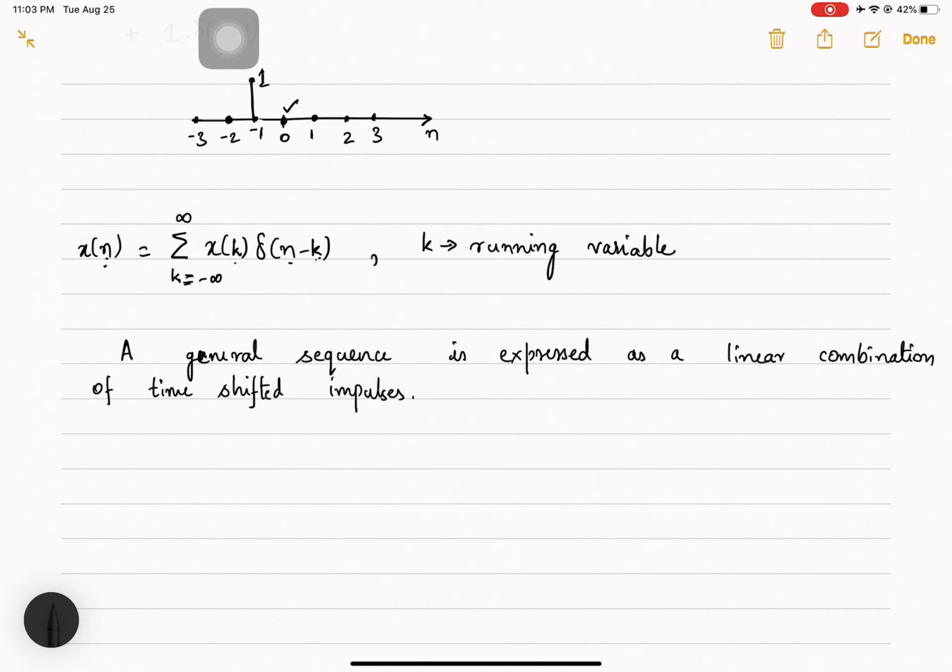So why is this important? We'll see shortly in the next sessions. So I'll stop here and we'll continue in the next session.